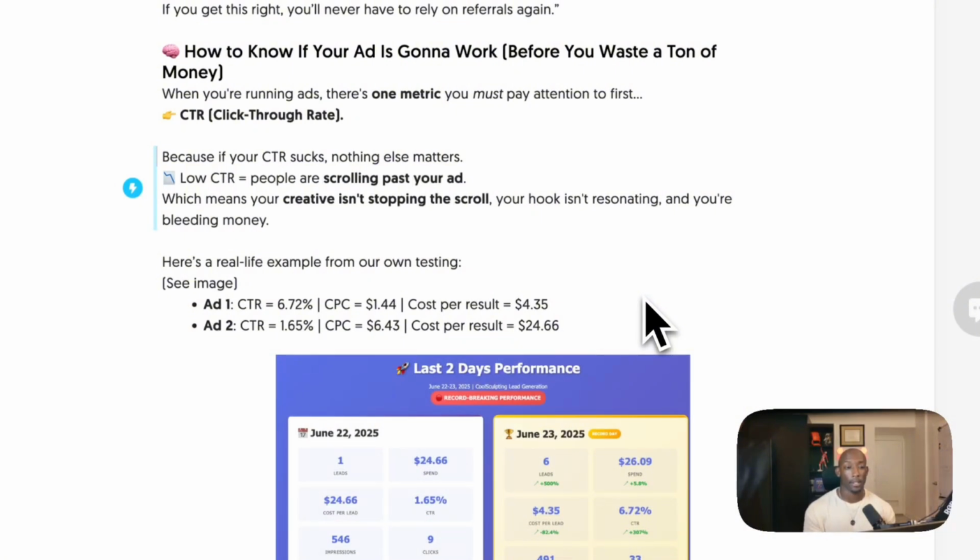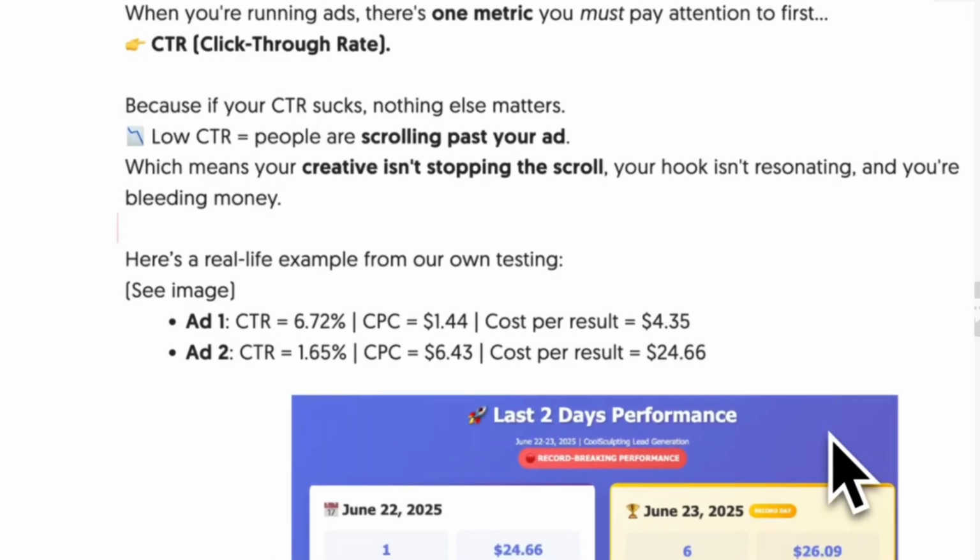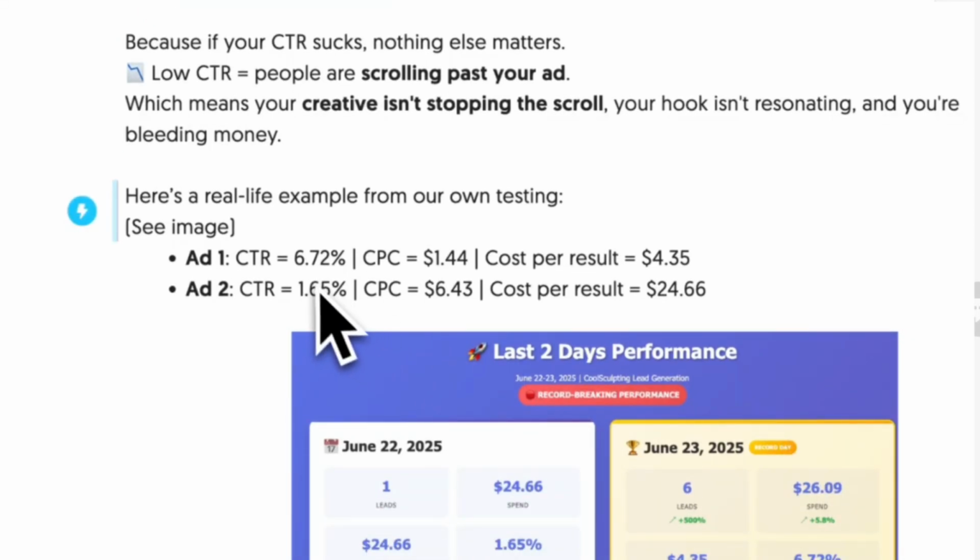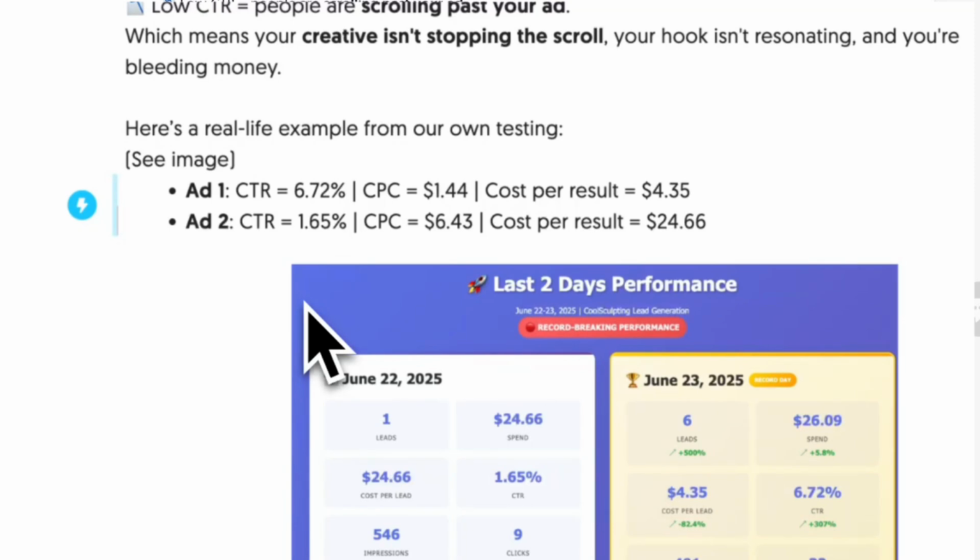So when you're running ads, there's one metric that you must pay attention to first, and this is called the click-through rate. If your click-through rate sucks, nothing else matters. Low click-through rate means more people are scrolling through your ads, and this is a number that's typically given to you as a percentage. So what this means is out of 100 people, this is the percentage of people that are clicking on your ad. If it's anywhere 1 and below, it is pretty bad. If it's anything above 1, typically above 2 to 5% is great.